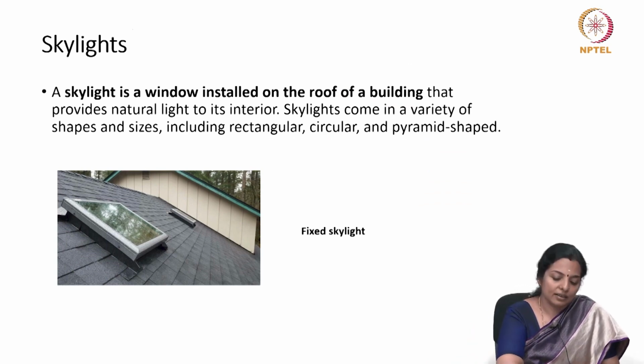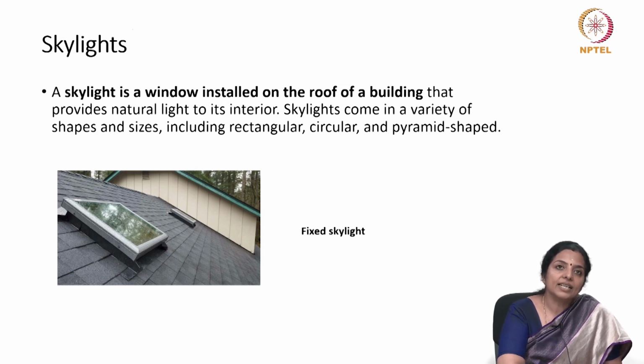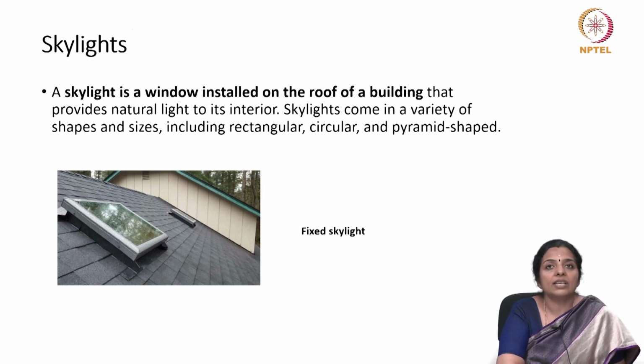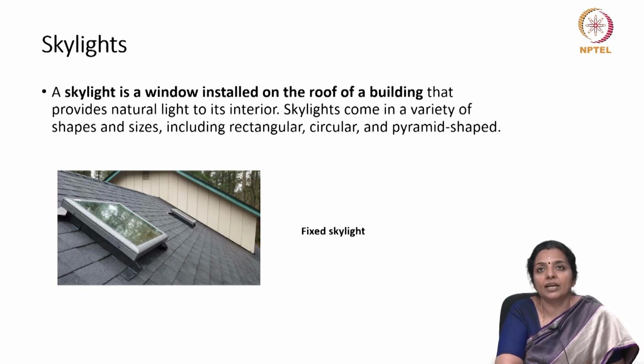Now let us see the use of skylights. Skylights allow natural light to flood the space, reducing the need for artificial lighting during the day. Some skylights come with a cover that can be opened and closed. This allows for ventilation. In addition to providing natural light, skylights can also provide energy savings by reducing the need for artificial lighting and heating.